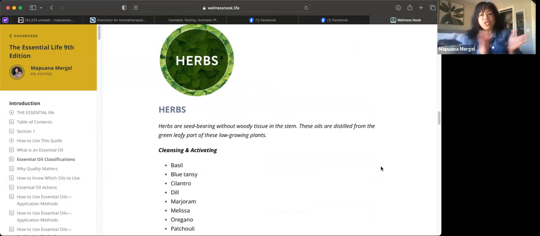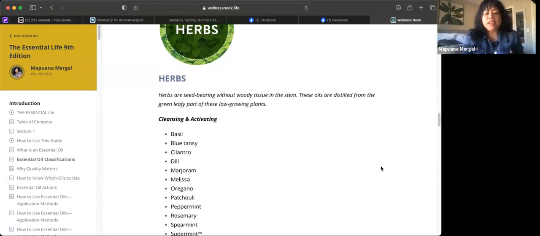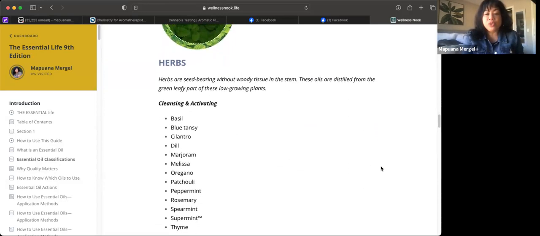The next classification is herbs. And how many do we have here? We have a lot to choose from. So herbs are seed bearing without woody tissue in the stem. These oils are distilled from the green leafy part of these low growing plants. So they're cleansing and they're activating.